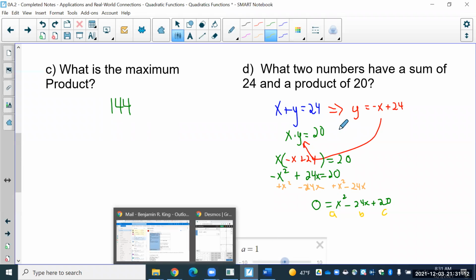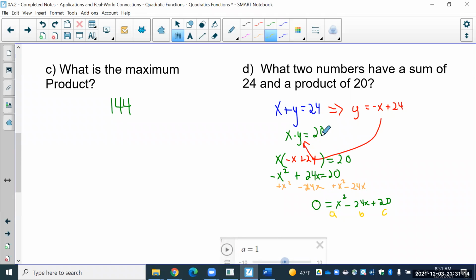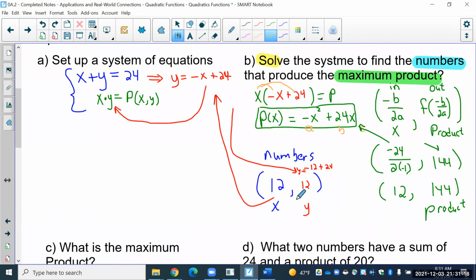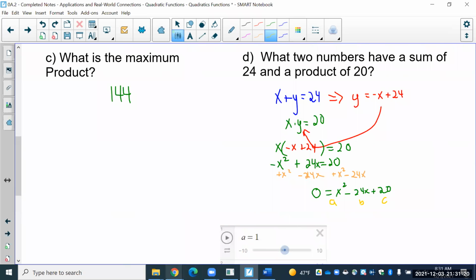So just to recap, why am I using the quadratic formula here? Because I have something to solve. Up here, it asks for a maximum. Maximum means vertex. Just a little recap to make sure we understand what we're doing.